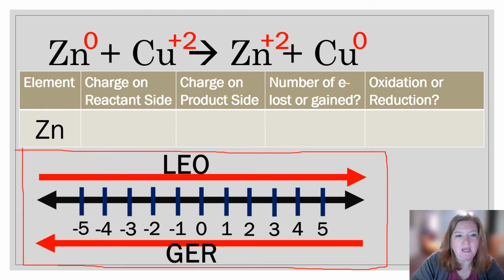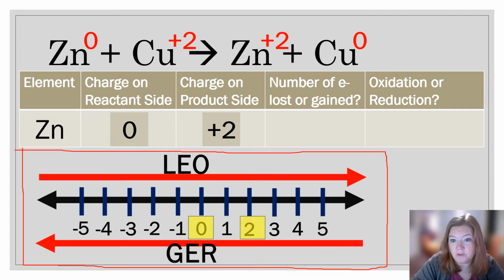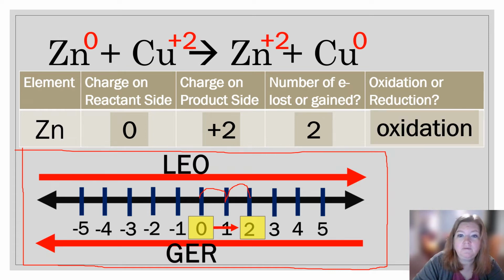So let's look at Zn. On the reactant side, it was 0. On the product side, it is +2. So how many electrons did it lose or gain? How do you figure that out? Like how many hops, how many spaces on the number line? 2. Watch. 1, 2. 2 electrons. Is it oxidation or reduction? Well, let's look. Which way are we going? We're following the LEO arrow, so it is oxidation.